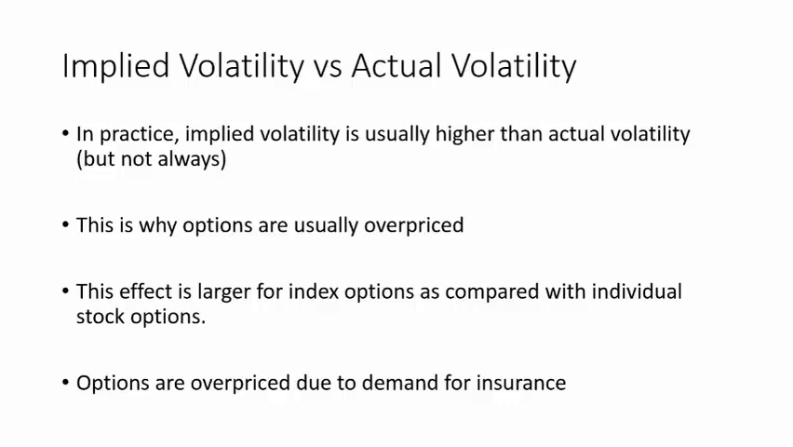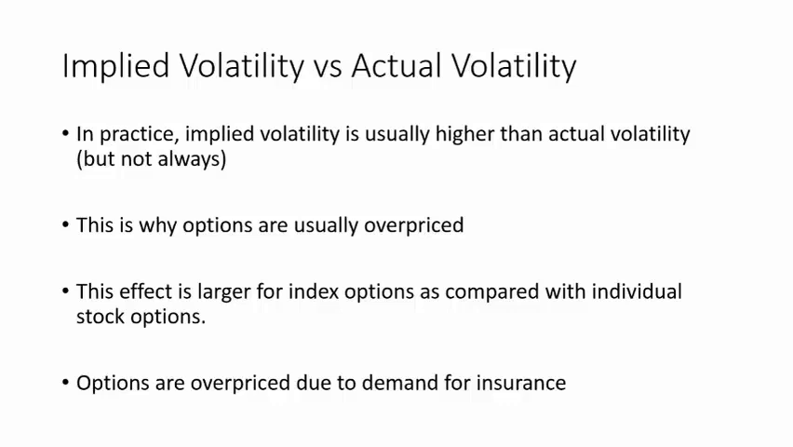We've talked a lot about overpriced options, particularly earlier in the course, and I just want to reiterate some of the things we mentioned a few lectures ago: options are usually overpriced, meaning that option implied volatility tends to be higher than actual volatility most of the time. In particular, this effect is larger for index options as compared with individual stock options. Index options tend to have a larger gap between implied volatility and actual volatility. With individual stock options, that gap is smaller. It's still there, so even for individual stocks, implied volatility is higher than actual volatility, but the gap is not as big.